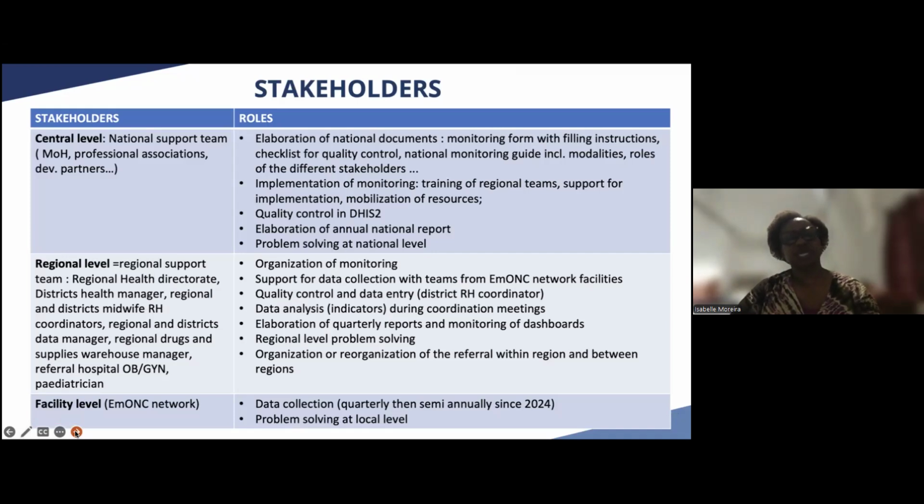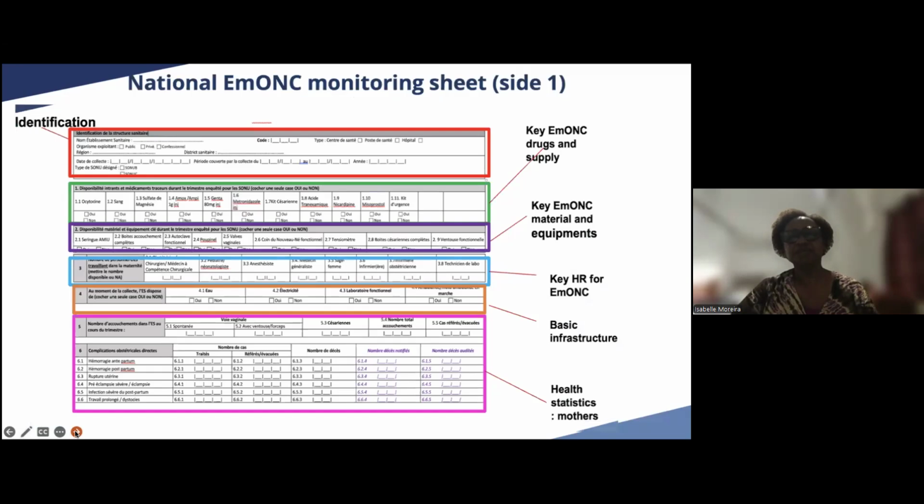Each of those stakeholders has a role, from data collection at facility level, entering data into DHIS2, quality control and report elaboration, and also problem solving from facility level to national level. Here's how the first version of the sheet looked.